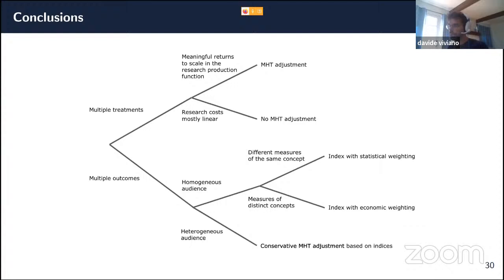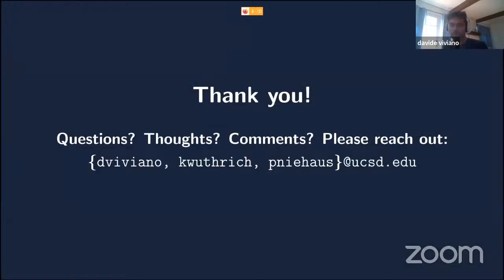So to conclude this talk, what we studied are two different problems. One is with multiple treatments, and the other is with multiple outcomes. In the context of multiple treatments, there is a natural one-to-one mapping between treatments and policymaking. And this one-to-one mapping also provides us tools to justify multiple hypothesis testing adjustment if there are returns to scale in the number of treatments that we consider, or if there is no need to have any hypothesis testing adjustment. And then we studied the problem of multiple outcomes, both with a heterogeneous and homogeneous audience. So this is pretty much it, and I'm happy to take questions.